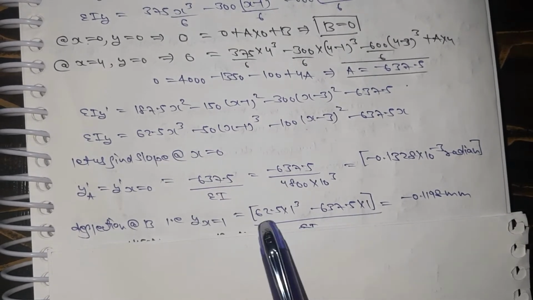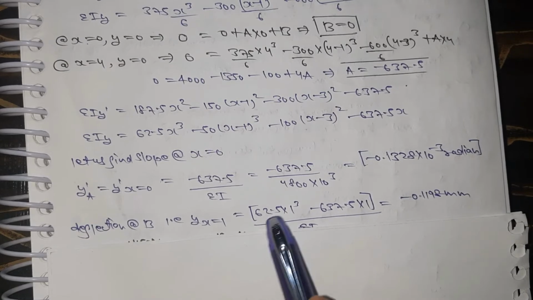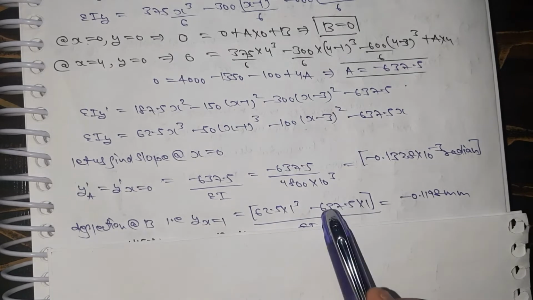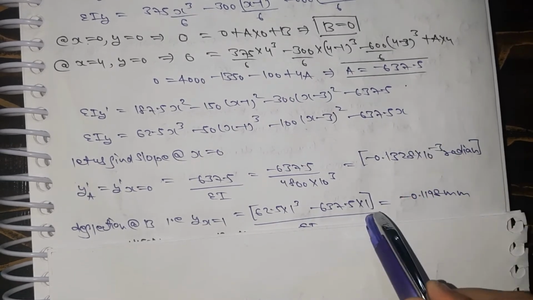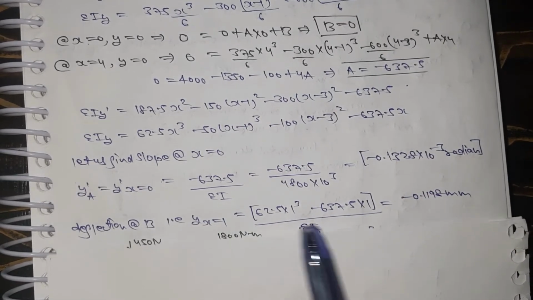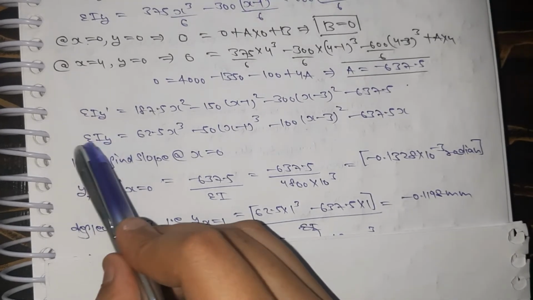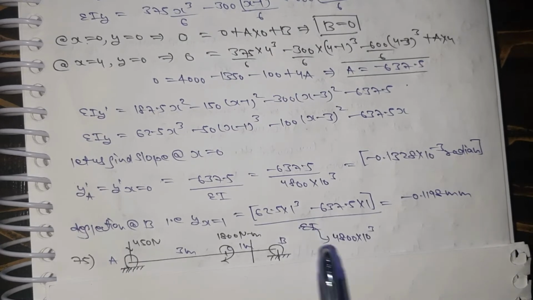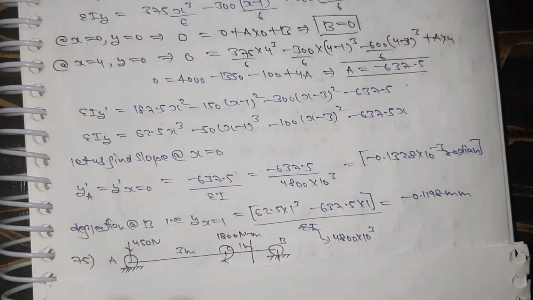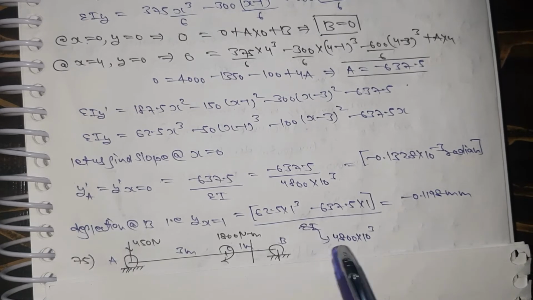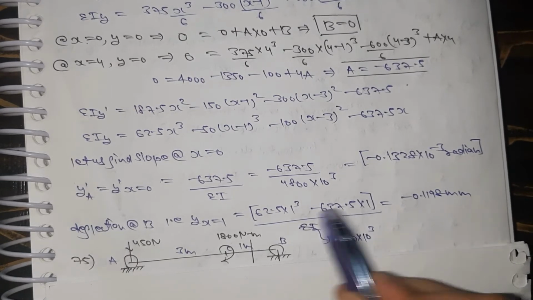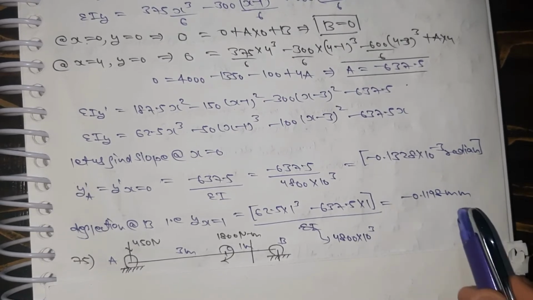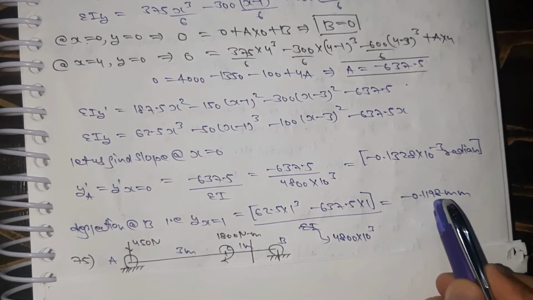So as you can see, 62.5 into 1 cubed, this will already become 0, and minus 637.5 into the x value 1, and definitely you will have to divide by EI. Why EI? Because it is EI into y. Once I put the value of EI, which was already given in the question itself, that is 4800 into 10 to the power 3, you will get the deflection also, that is minus 0.1198.